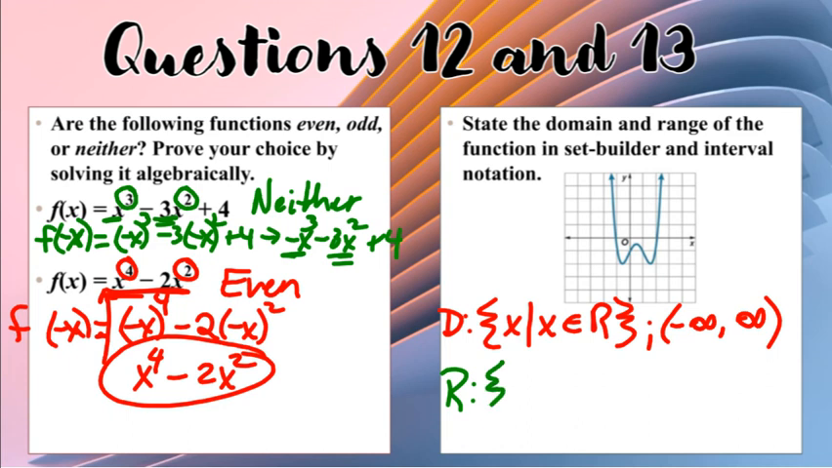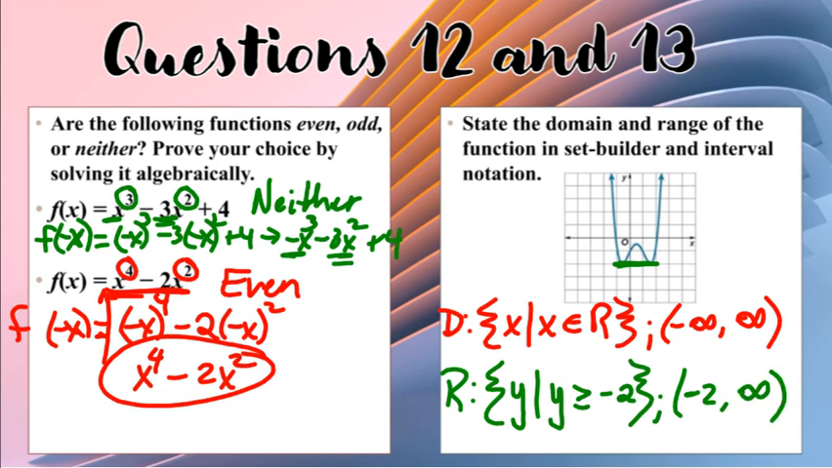The range, dealing with our y. So y such that y has to be, and I look at the lowest point. The lowest point is when y is -2, and everything goes above that. So that would be greater than or equal to -2. And then in interval notation, the lowest end is -2, and the higher end goes to infinity. And I have to use a bracket for this one because it can equal -2, but infinity it cannot equal, there's no set number to equal infinity, so it's parentheses.